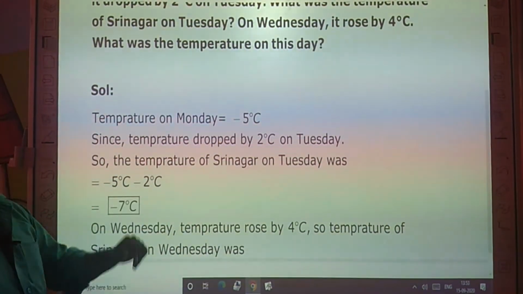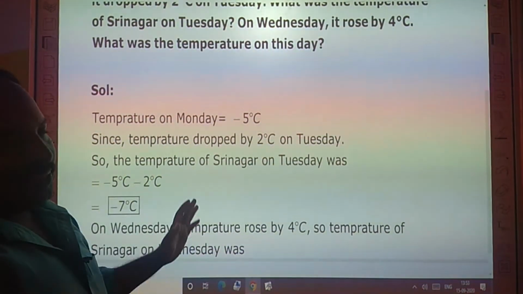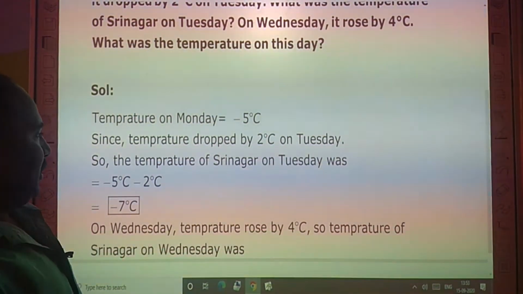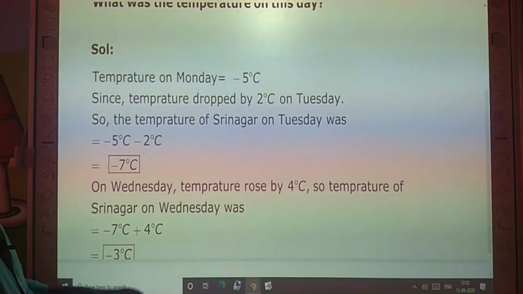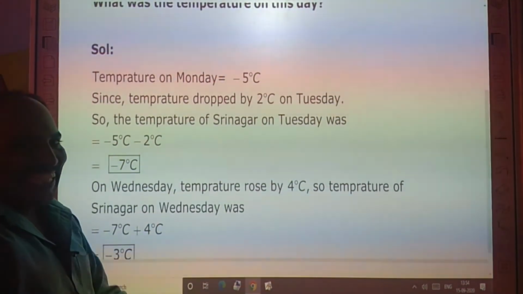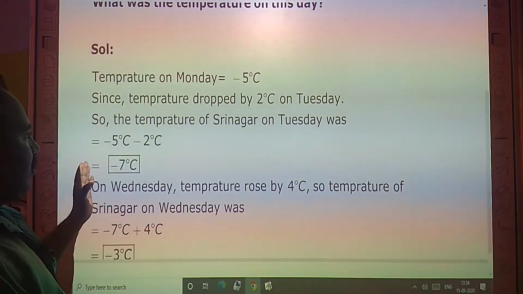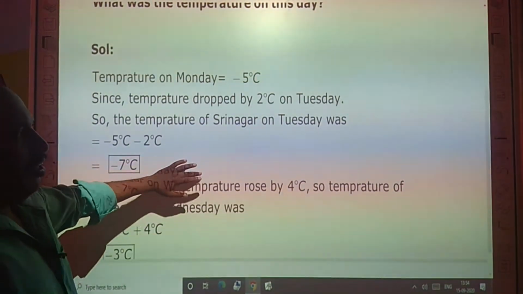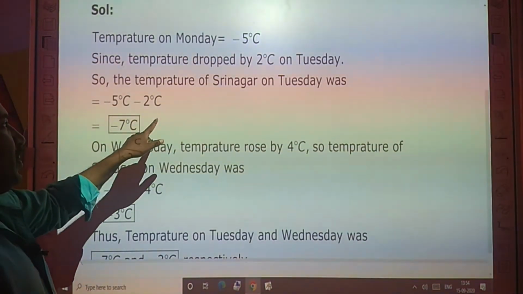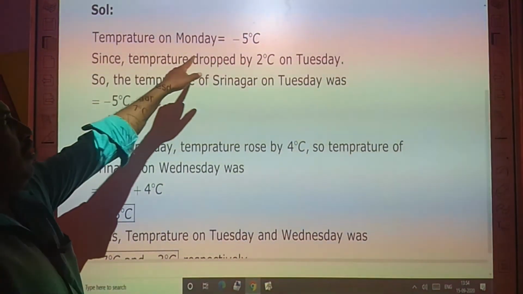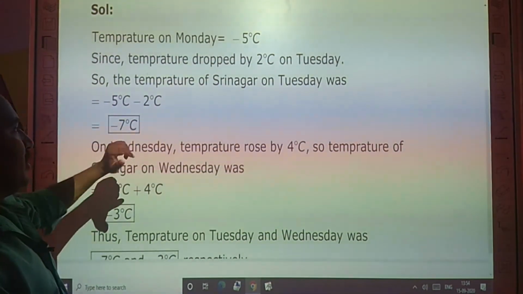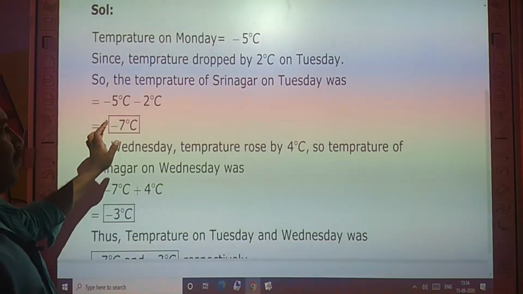The given temperature on Monday is minus 5 degrees Celsius. Since the temperature dropped by 2 degrees Celsius, dropped means decrease on this day. So the temperature of Srinagar on Tuesday was minus 5 degrees Celsius minus 2 degrees Celsius. So minus 5, minus 2.